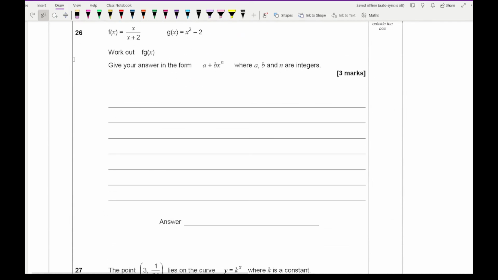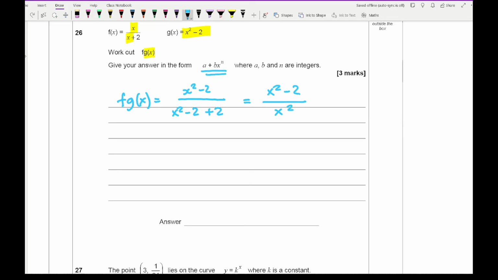So looking at question 26, this involves composite functions. What I want to do here is substitute g of x wherever I see an x. So fg of x is going to equal x squared minus 2 over x squared minus 2 plus 2. Then if I simplify that, I get x squared minus 2 over x squared.